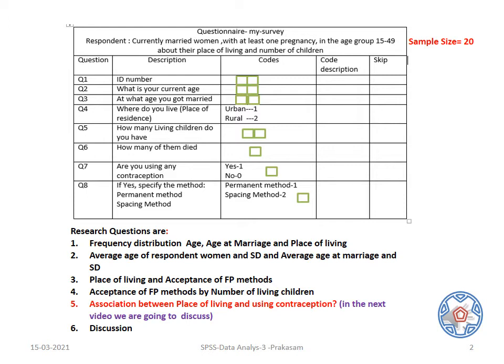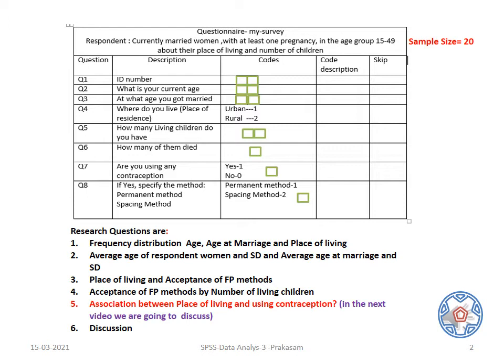Where do you live? The place of living is already coded as urban 1 and rural 2. How many living children do you have? That is open, and a 2-digit integer will be given. How many of them have died? Single digit. Are you using any contraceptive? It is already pre-coded: yes 1, no 0. If yes, specify the method, permanent method or spacing method, which is already pre-coded.